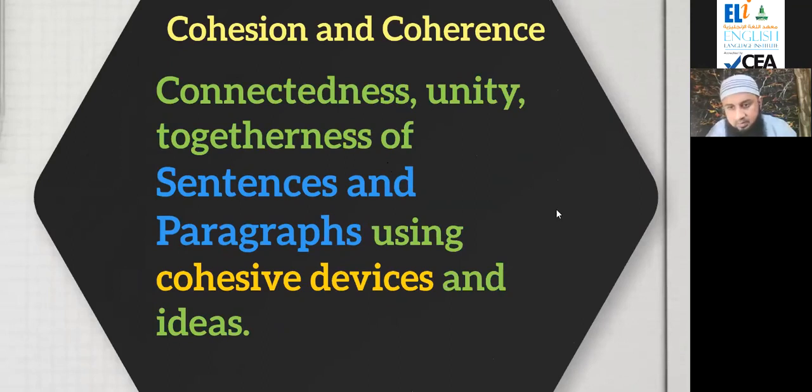Let me see, there is something in the chat. The red word is wrong.